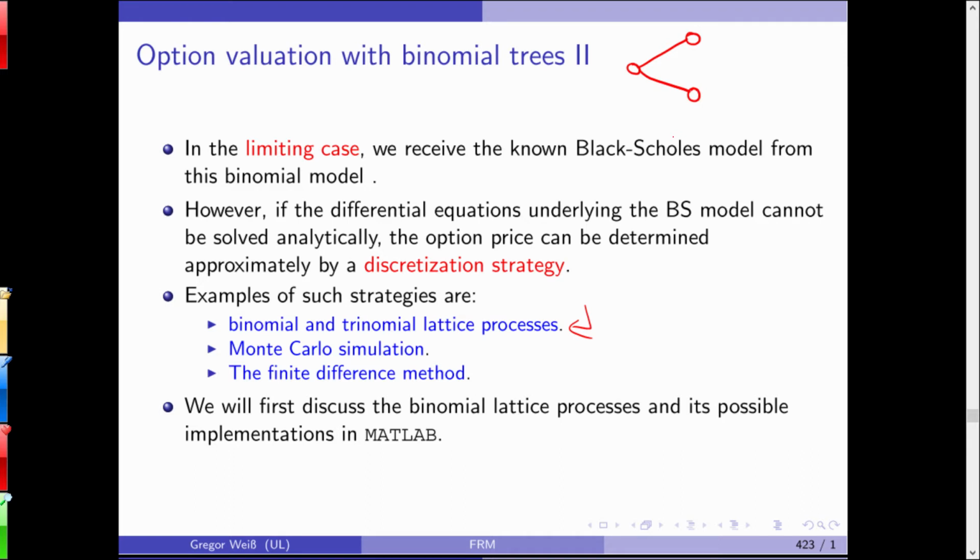What is a trinomial lattice model? You have three potential states. It can go up, it can stay the same, it can go down. This is a trinomial lattice model. It's slightly more flexible than a binomial model, and then you can also try Monte Carlo simulation, and you can also try finite difference models. Now, let's first discuss the binomial lattice process and a possible implementation in MATLAB.